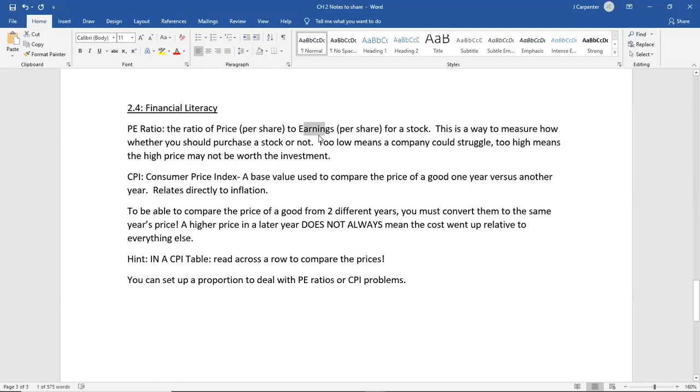PE ratio. So it's a ratio, it's a fraction of the price. And when they say price, they mean price per share. So whenever you buy a stock, you have to pay a price per share. So for instance, Apple is about 115 bucks a share right now. Amazon's about 3,400 bucks a share. Maybe it's 3,100 actually. I think it's a little lower.